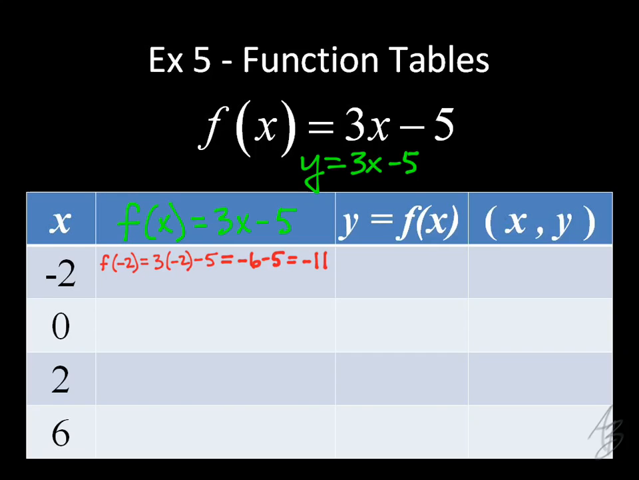Okay, now we're going to do one other thing a little bit different. In the next column, instead of just writing the negative 11, we're going to write it out in function notation. So we're going to write f of, what should I put in the parentheses again? Should I put the x there? No, we put a negative 2 in for x, so we're going to put that there also, equals negative 11. So we're going to write f of negative 2 equals negative 11.